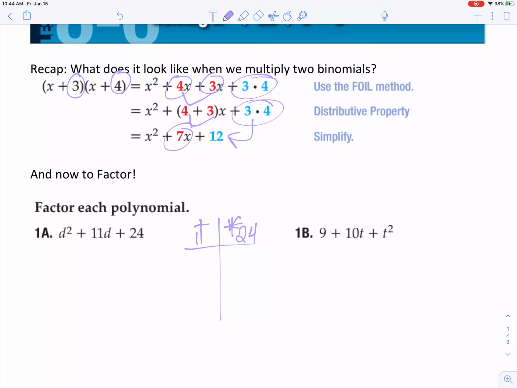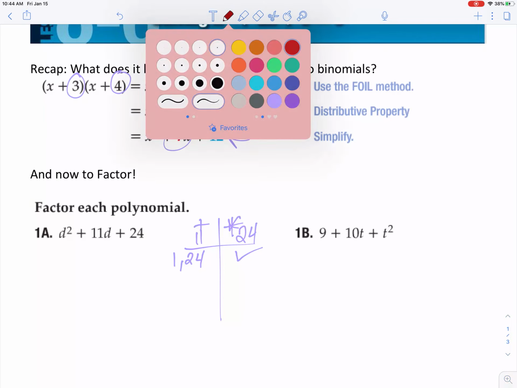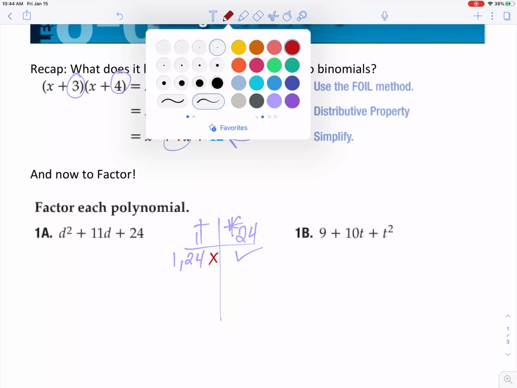And now I'm going to try and find those numbers. Some of you might be able to just look at this right now and know what those two numbers are. But when in doubt, I'm always going to refer you back to try to make a table. So start at 1. 1 times what is 24? 24. So put a check mark, because 1 times 24 does multiply to 24. But does that add to 11? The answer is no. So move on.